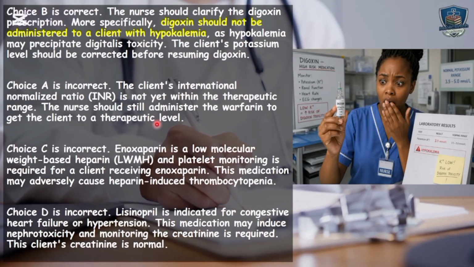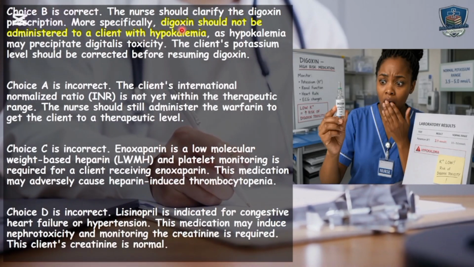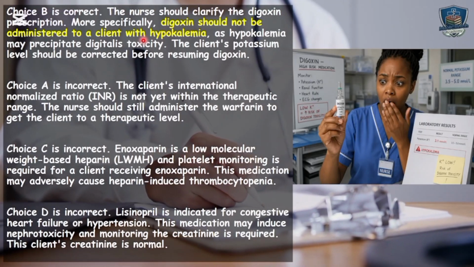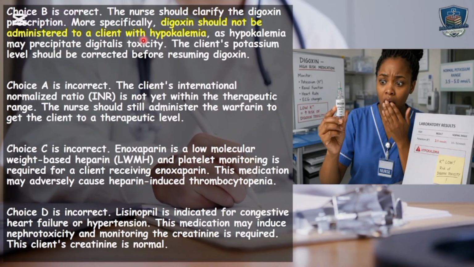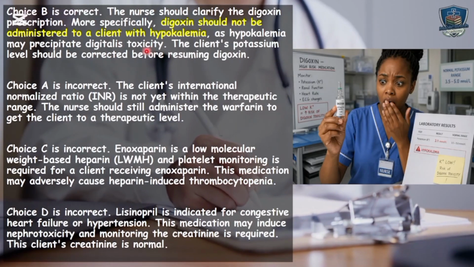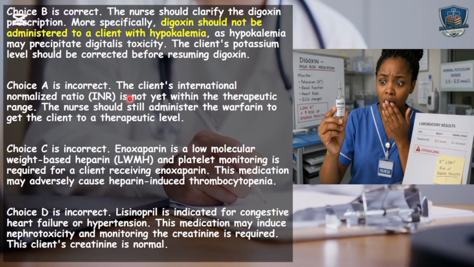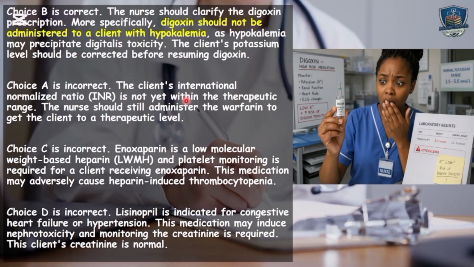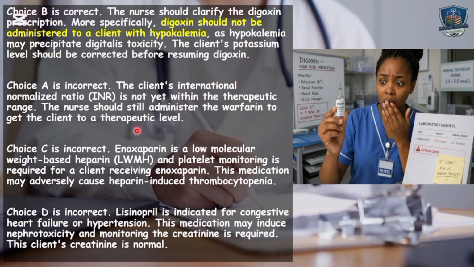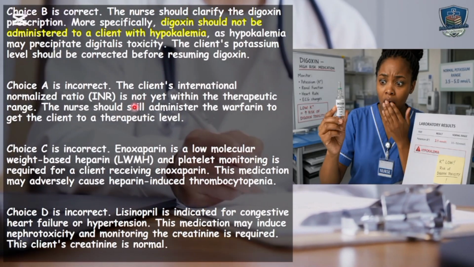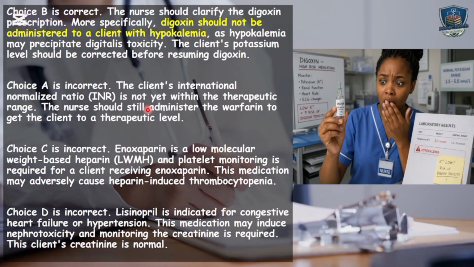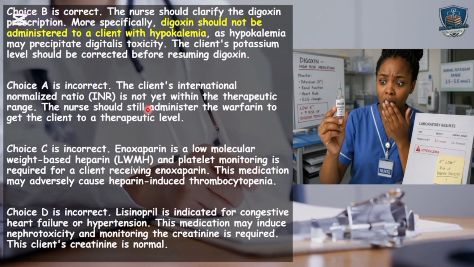So in our explanation here, as I've told you, when it comes to digoxin, you have to look for potassium. When the potassium is below the normal level, you don't want to give that digoxin because it may cause digitalis toxicity. So we have to hold that drug. For INR, the client's INR is not yet within the therapeutic range, so the nurse should still administer the warfarin to get the client to a therapeutic range. You are still targeting the range, so the nurse should just continue giving the warfarin.